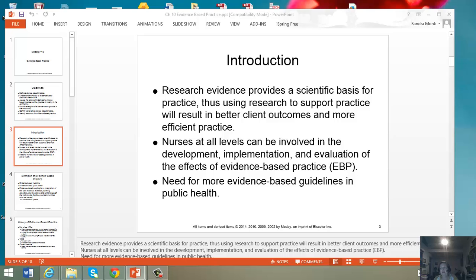And also looking at the perceptions of the nurses, of the patients, of the families, of the communities, as we help to solve the practice-based problems. And so there's a need for more evidence-based guidelines in public health. There are public health clinical practice guidelines based on problems that have been solved, and there's development, implementation, and evaluation of the effects of those. So those are still very much needed in public health and in community health.